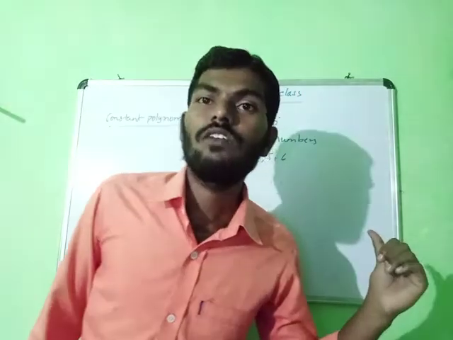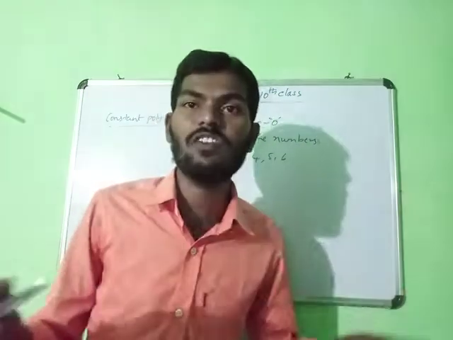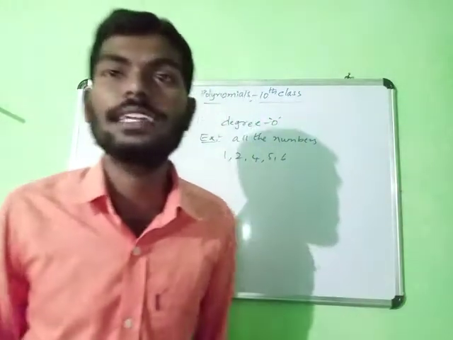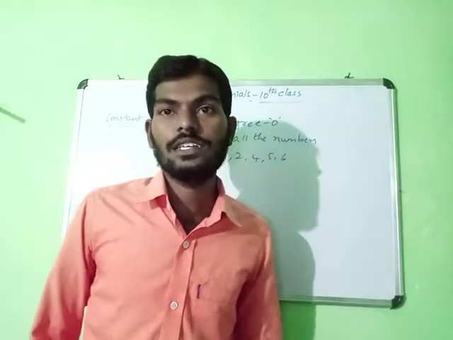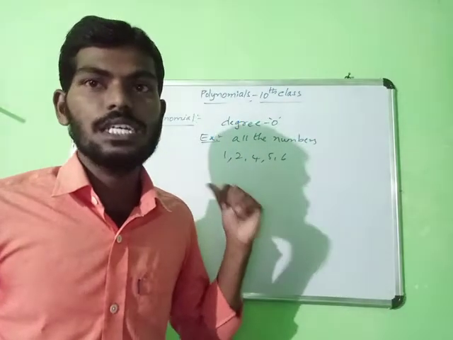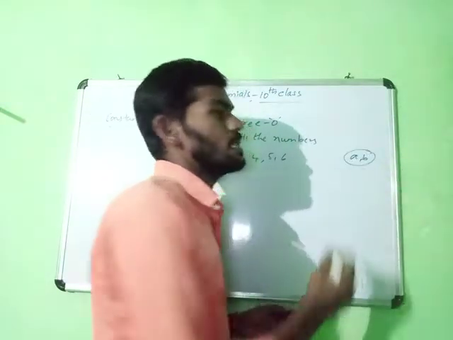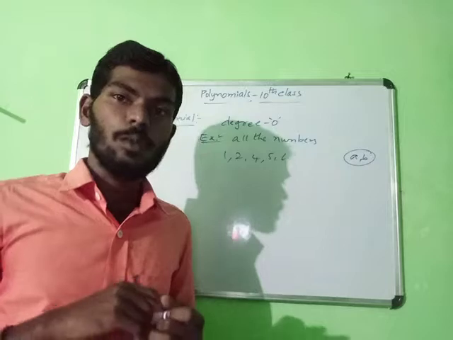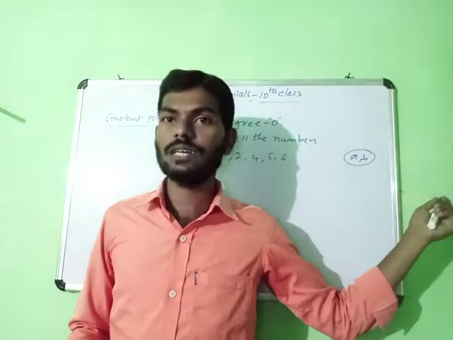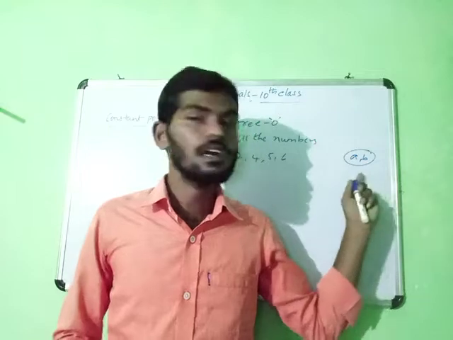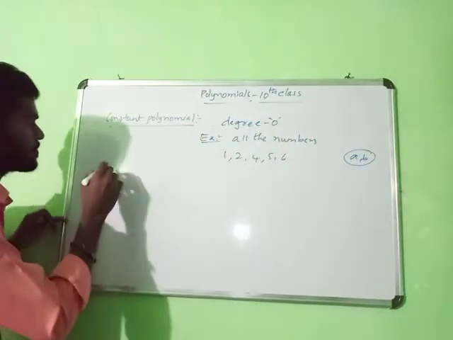Now what are the examples? Take any number: 1, 2, 3, 4, 5, 6, 7, 8, 1 lakh, 10 crores. Any number you take, our degree is always 0. These are the examples of constant polynomial. Sometimes a, b also will come. Variables mostly used are x, y, z only, but a, b are not variables sometimes; they are constants. And the next one is the zero polynomial.